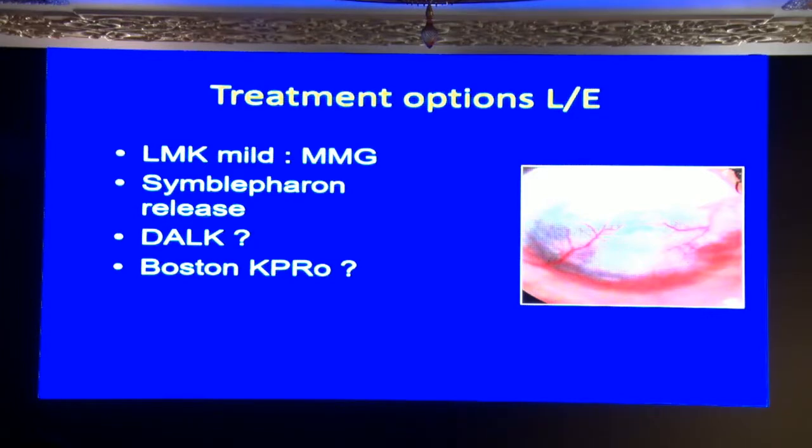fornix reconstruction with mucous membrane grafting, whether or not you decide to go ahead with a PROSE. This is only to prevent a further progression. But again, that decision has to be taken based on the progression of the condition over the last few years.